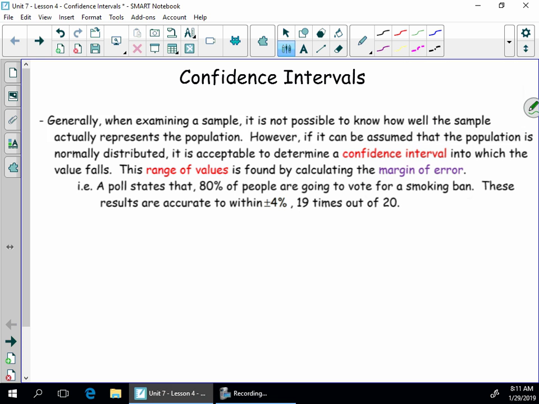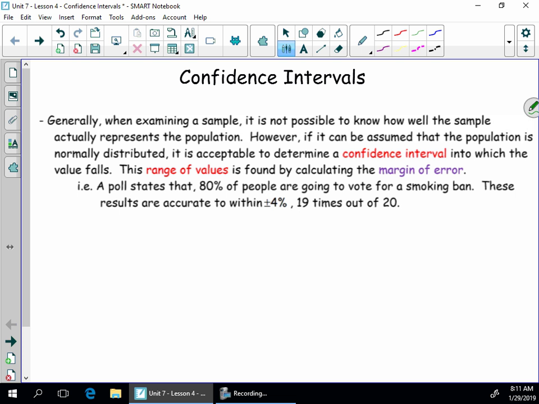In today's lesson, we're going to examine the idea of a confidence interval. When we do statistical studies, we gather samples, we go out and talk to some people, and we make some sort of conclusion from that. But that's only a sample. It's not everybody, so we don't know how well these samples can actually represent our populations.